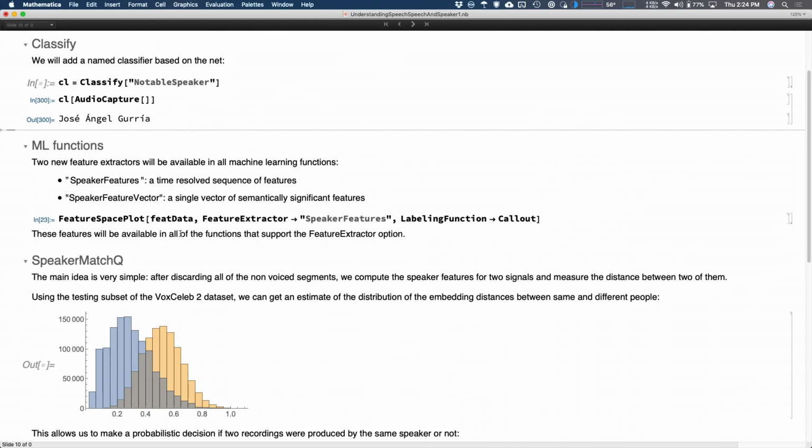So now, as for the functionality that will come out of all of this exploration, I'll quickly touch this. So the first thing that we want to add is a named classifier, which will be the notable speaker classifier.